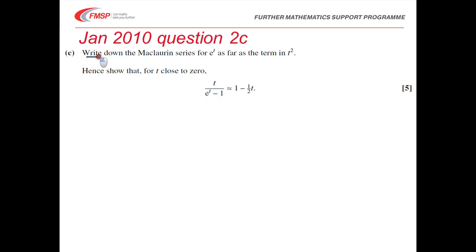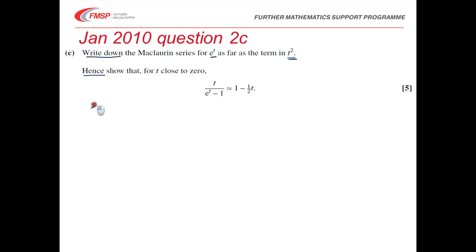Here we're asked to write down the Maclaurin series for e to the t as far as the term in t squared. Then it says hence show that. So we need to make sure that we're using the Maclaurin series we've just written down in order to prove the given result.